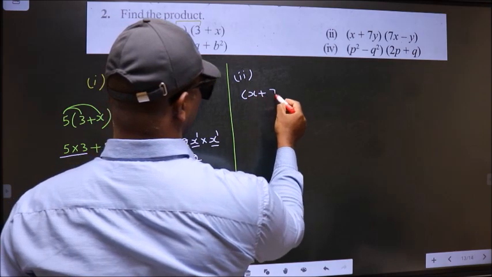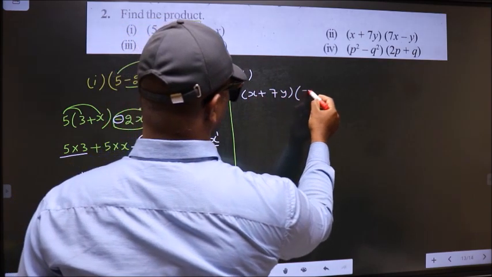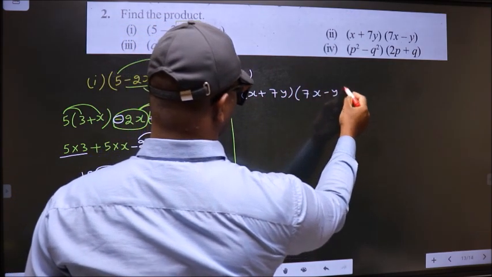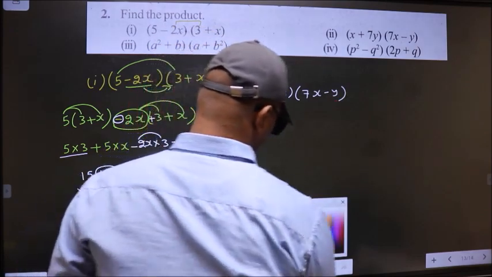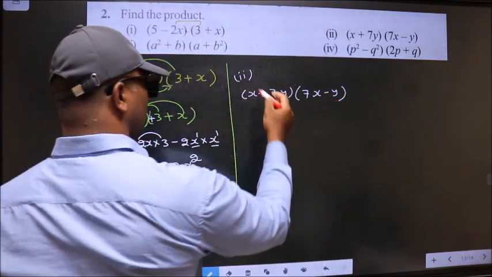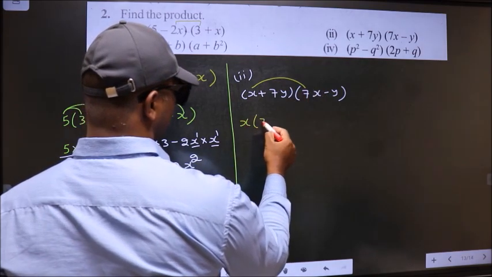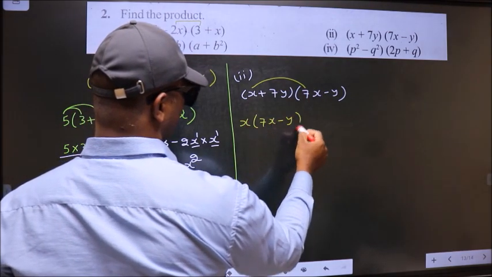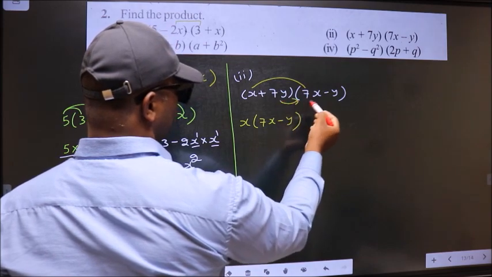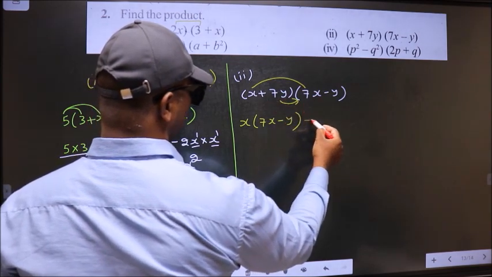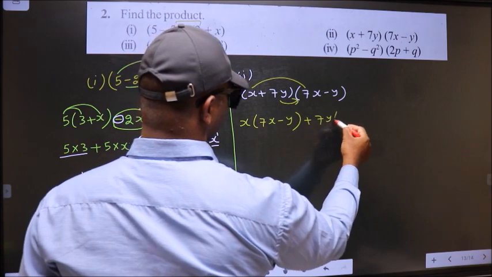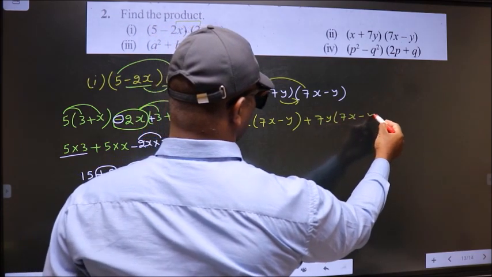(x + 7y)(7x − y). First, with x, we should multiply this bracket, that is x into (7x − y). Now with 7y, multiply this bracket, plus 7y into minus y.